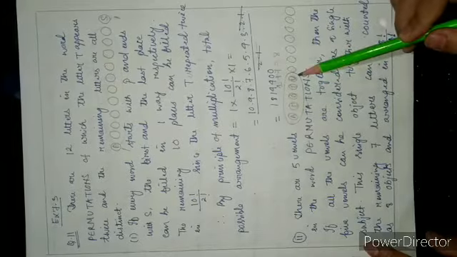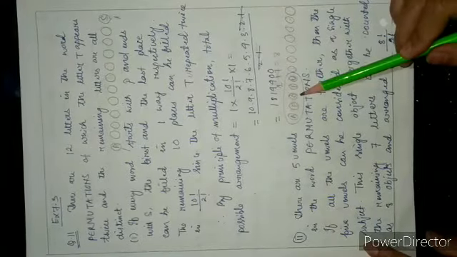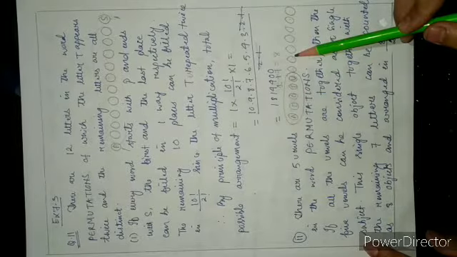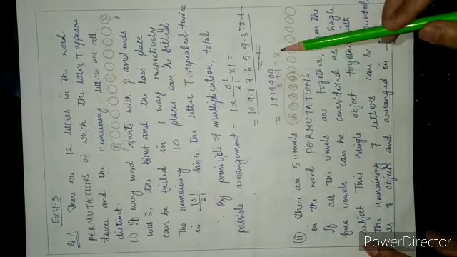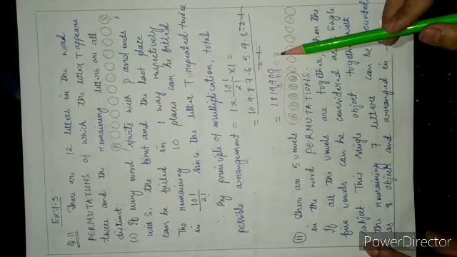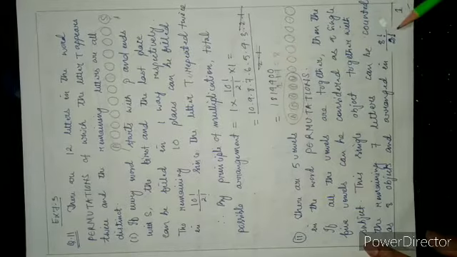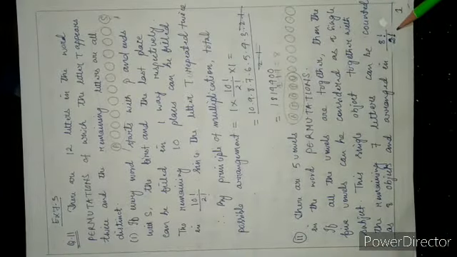5 vowels can be considered as a single object. The remaining 7 letters, so 1 plus 7 is 8 objects. And the 8 objects can be arranged in 8 factorial divided by 2 factorial.